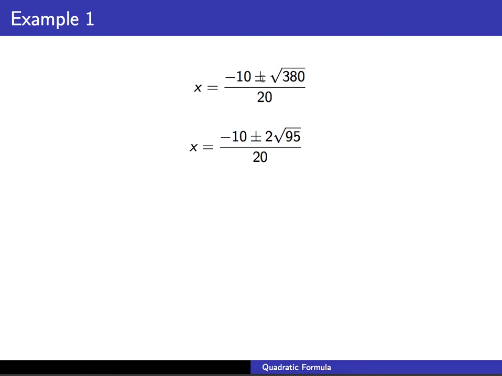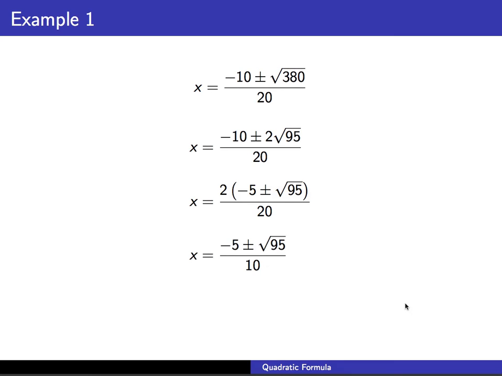Again, there will be a link in the description for the tutorial video on how to simplify square roots using Desmos. So we have negative 10 plus or minus 2 times the square root of 95 all over 20. Just look at the 10 and the 2, we can factor a 2 from each of those terms. So dividing each of the terms in the numerator by 2, we get 2 times negative 5 plus or minus the square root of 95, still all over 20. And then the 2 over the 20 simplifies to 1 over 10. So our final answer for example 1D is negative 5 plus or minus the square root of 95 all over 10.